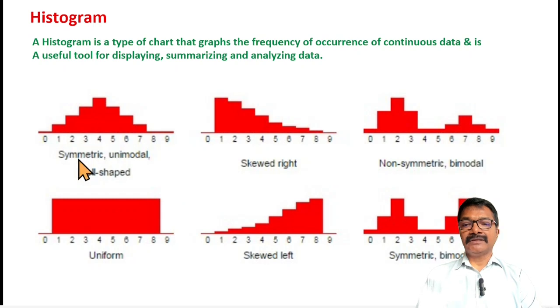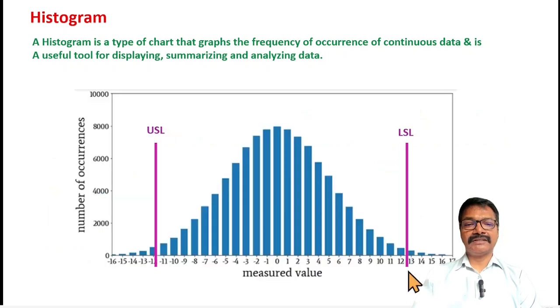For example, symmetric unimodal pattern is an example here, skewed right, then non-symmetric or bimodal pattern is here, uniform pattern, skewed left, symmetric bimodal. So these are the various, or different, patterns that can be analyzed by using the histogram. And the most important thing, you can fix the limit, that is upper specification limit and lower specification limit. So whatever points are lying in between will be in the acceptance zone, and outside this limit will be the rejection zone, and that will be leading to our next QC tool, that is called a control chart.